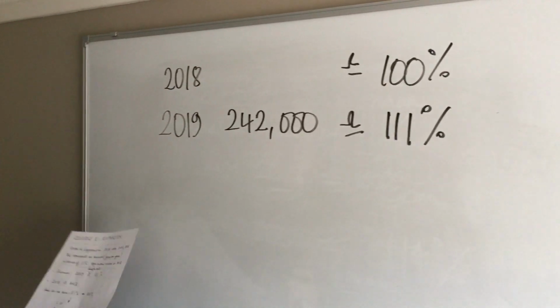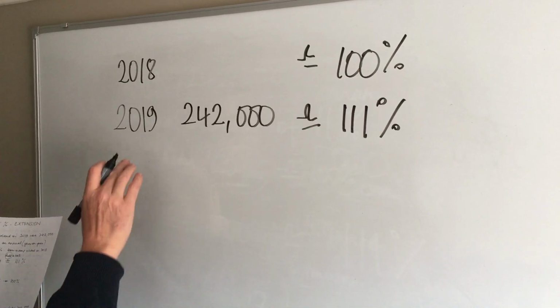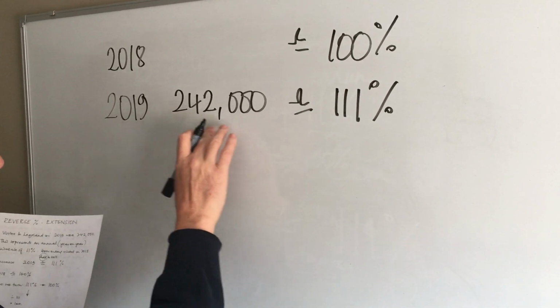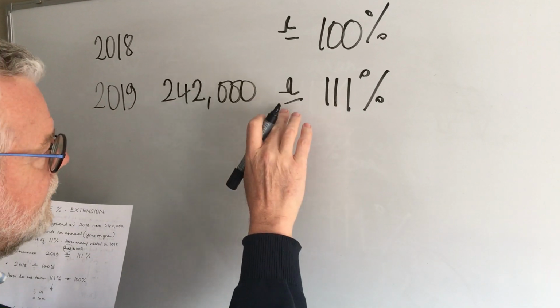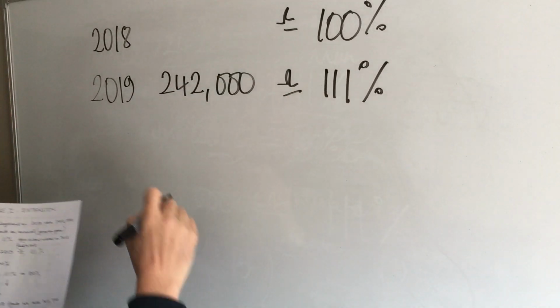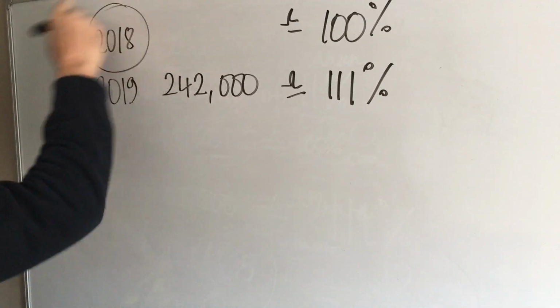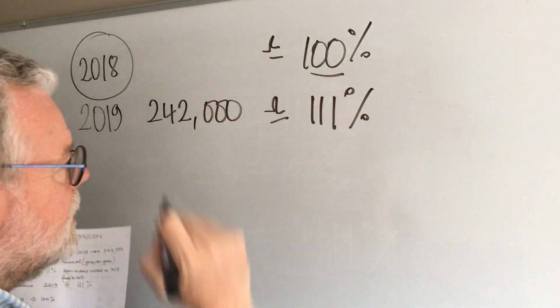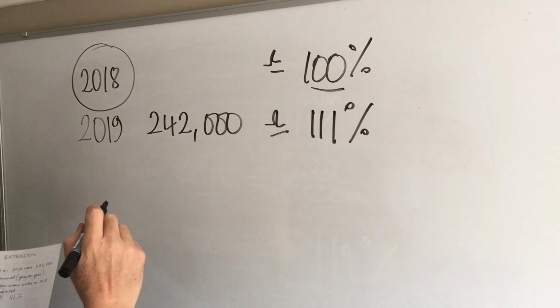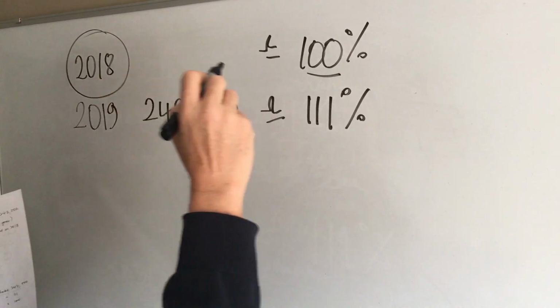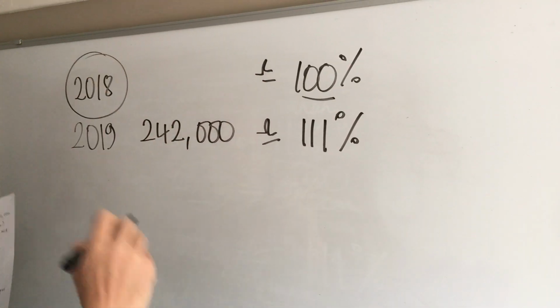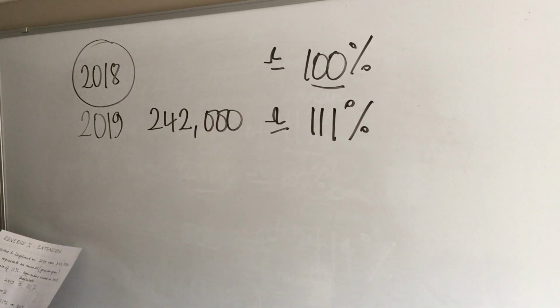Let's continue where we left off. So what we reached was the fact that our 242,000 figure was an equivalent of 111%. We needed to find our 2018 figure, which is the 100% value. So what we were challenging ourselves is, how do we get from 111% to 100%? Not easy. This is a calculator job.